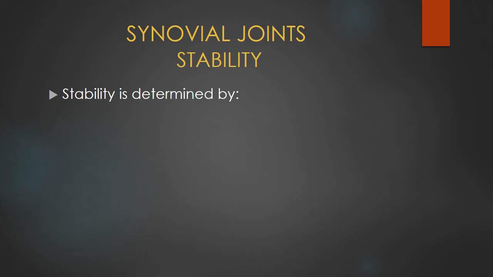Now, let's talk about synovial joints and the stability of synovial joints. I want you to think about some of the different synovial joints in the body, such as the knee joint, the hip joint, the shoulder joint, and you'll agree that those joints each have their own individual levels of stability, and the stability of those joints differ greatly.